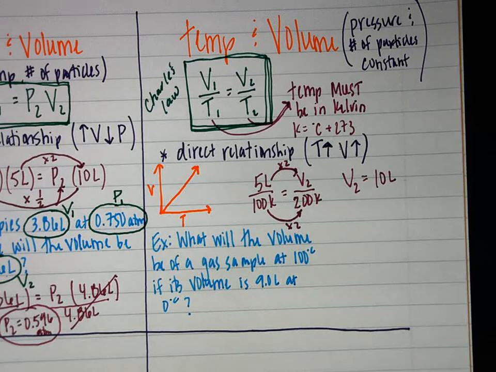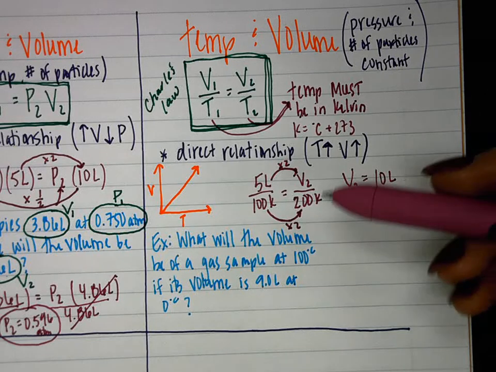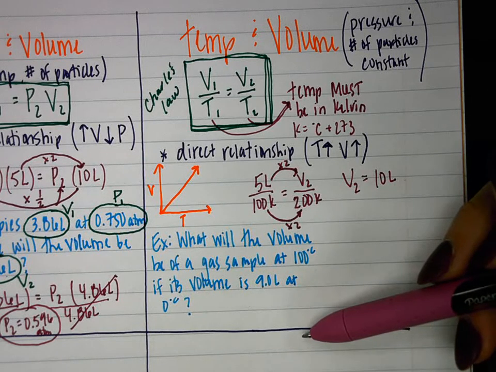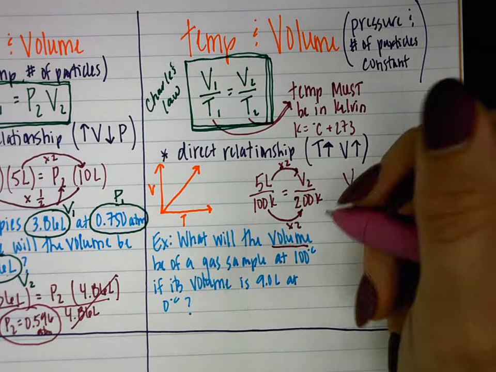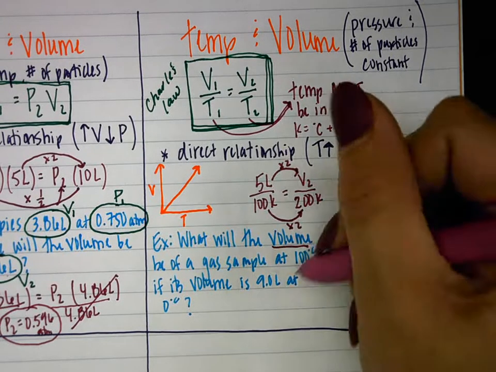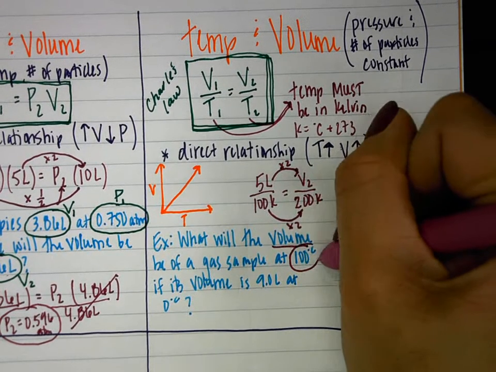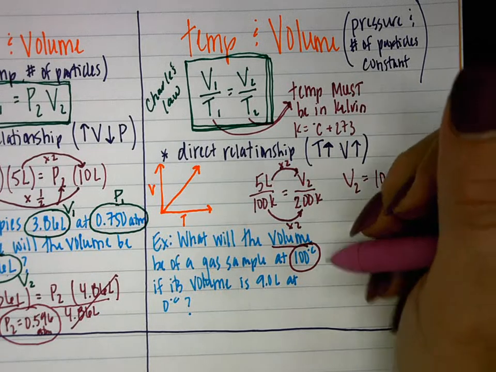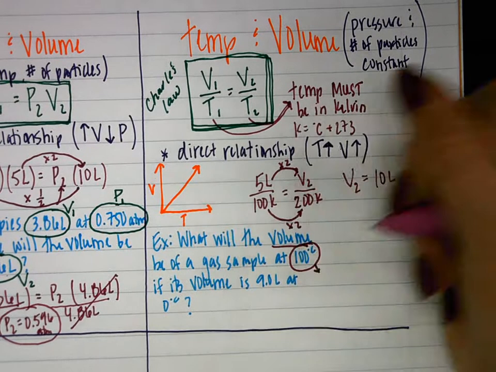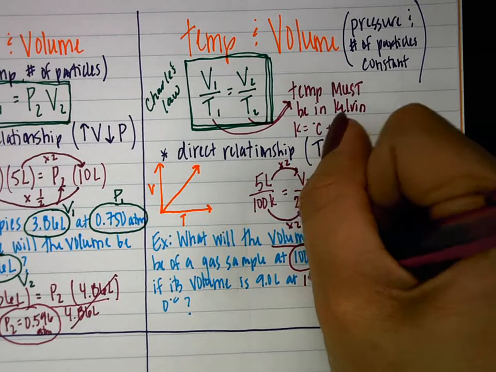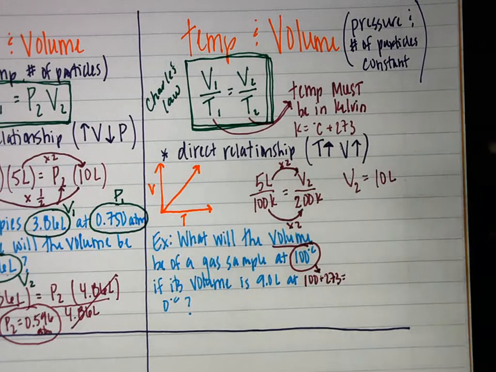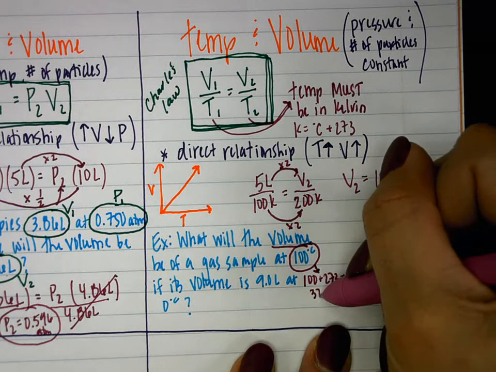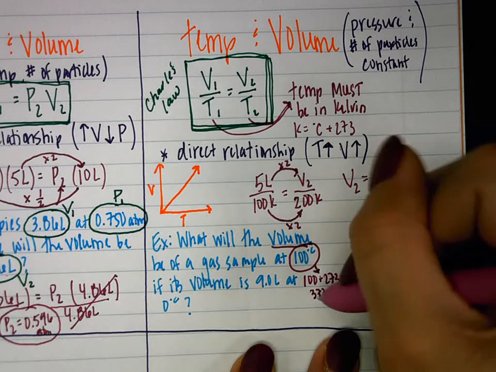Okay, so a couple things. First thing, when you read a problem, you want to label, right? So we know what will the volume be. So we know we're definitely trying to find a volume of a gas sample at 100 degrees Celsius. Okay, and we know this has to be converted. So 100 plus 273, that is easy, 373. So that would be one of my temperatures.